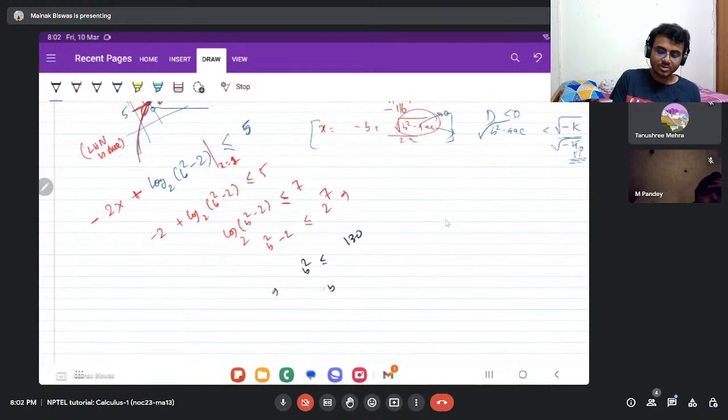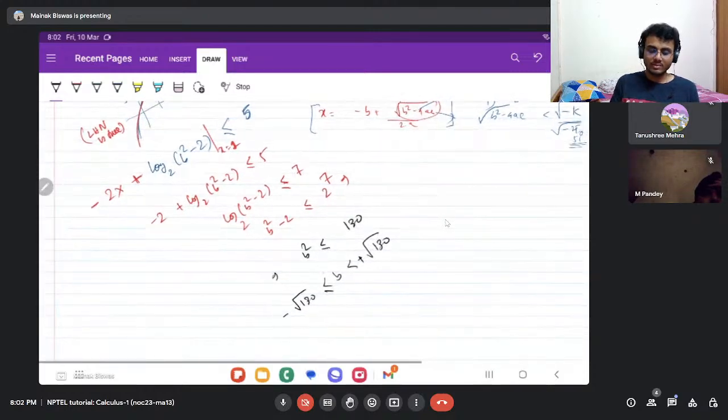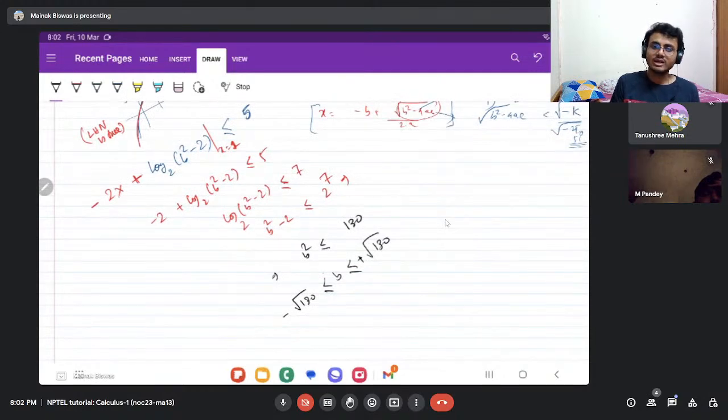So b can be between minus root 130 to plus root 130. So any number in between these two will be valid, because I'm taking the square root, right? The square root of a square is the same as the positive of it, right?